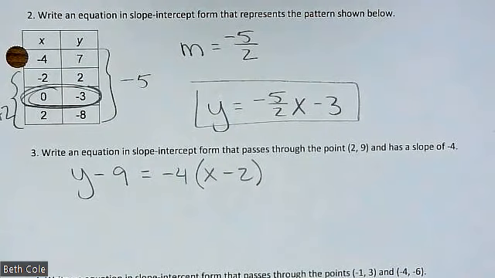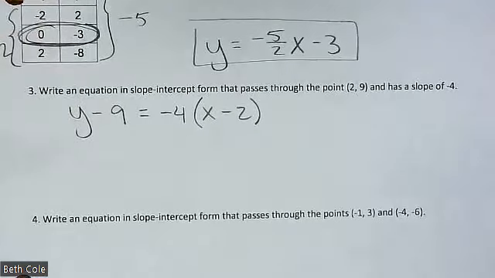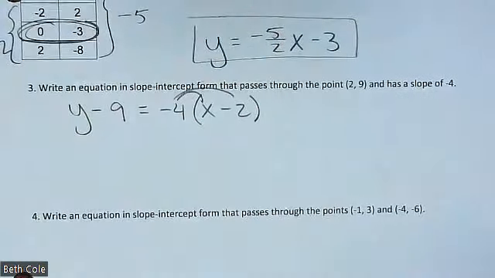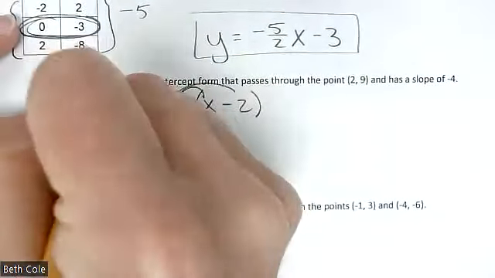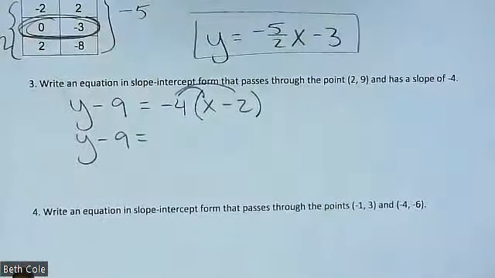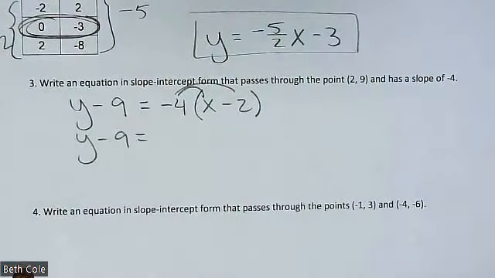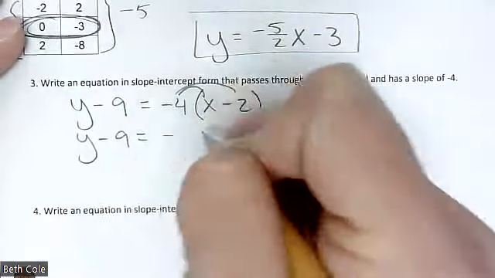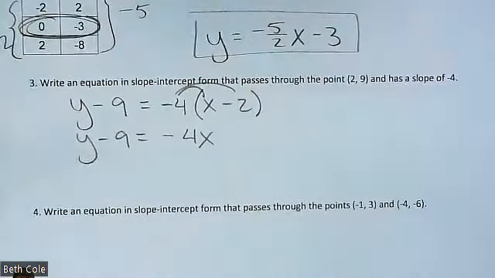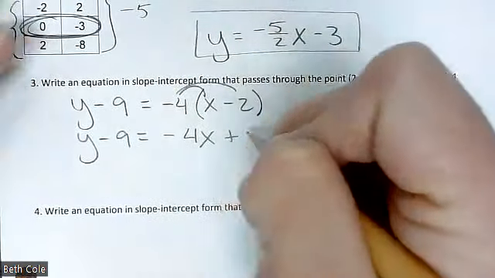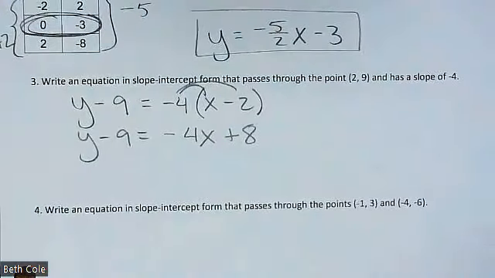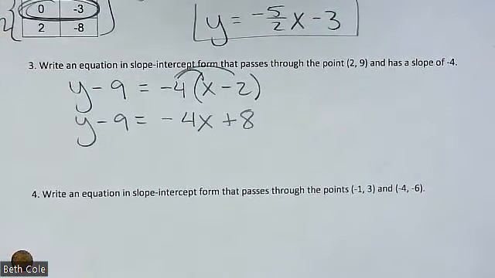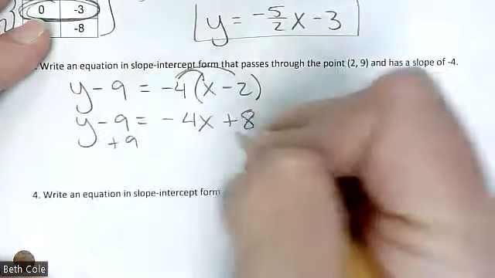And then you have 2 steps. What next? Distribute, good. Careful because it's negative. So it'll be y minus 9 equals, what will that give us if we... Good, you said the second part of it, negative 4x, and then plus 8. Good, perfect. And then you have one more step. You need to get the y by itself. So plus 9 to both sides.